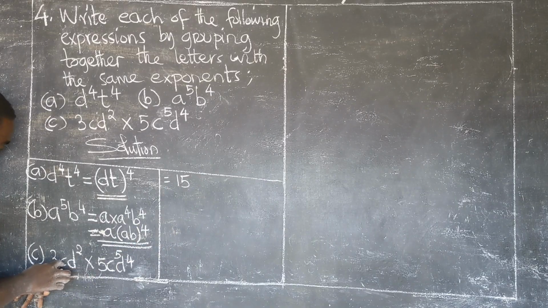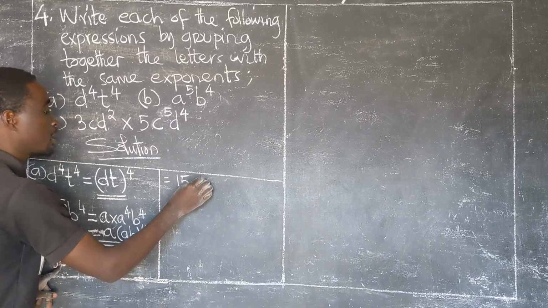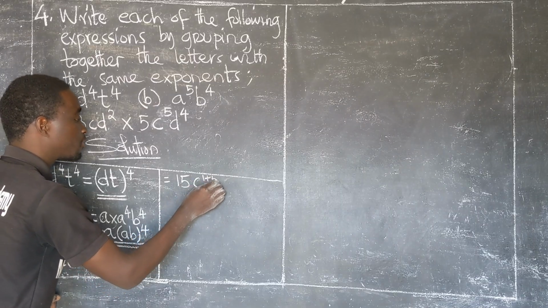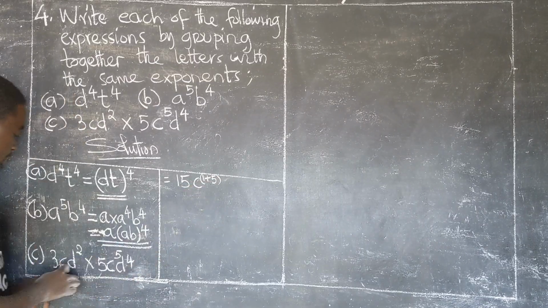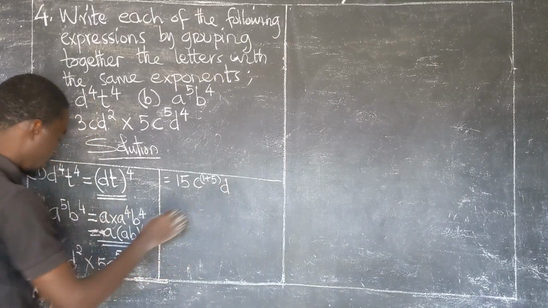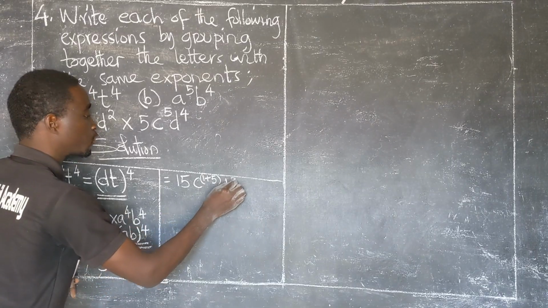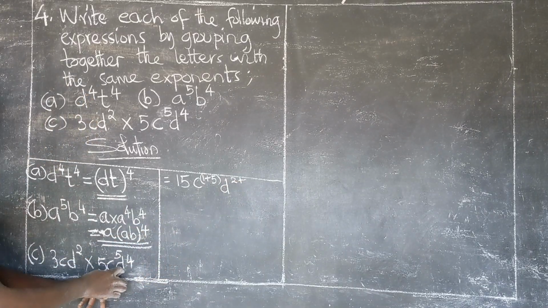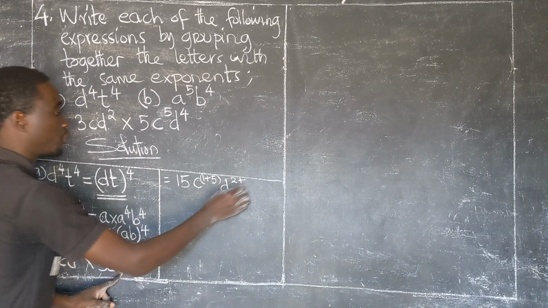c raised to 1 times c raised to 5. Here we're going to have c to the 1 plus 5. As we know, with the same base, if it is multiplication, we add exponents. Here there is 1, which I have added to this 5, times d. Here d is squared, 2. We add it to the exponent of this d, which is 4.